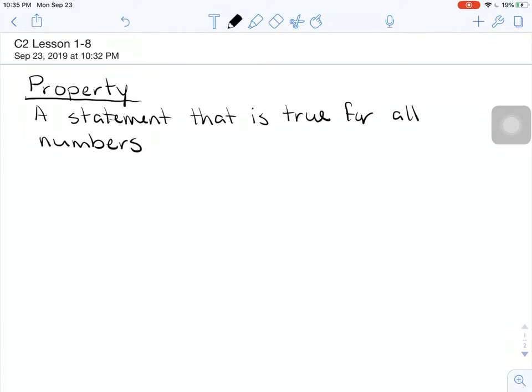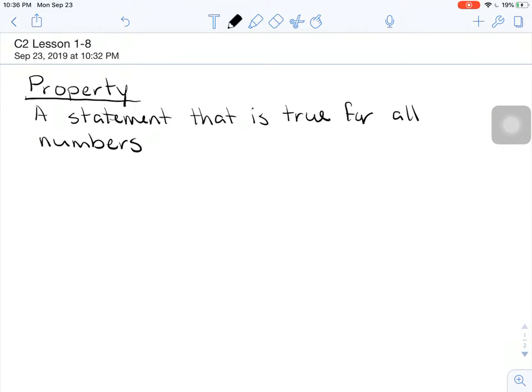Properties are important for similar reasons as order of operations. Properties tell us how we can work with numbers in math. So in other words, they tell us what things we are or are not allowed to do with numbers. That's important. We all need to treat numbers the same way because if we're not treating them the same way, we're going to get different answers.